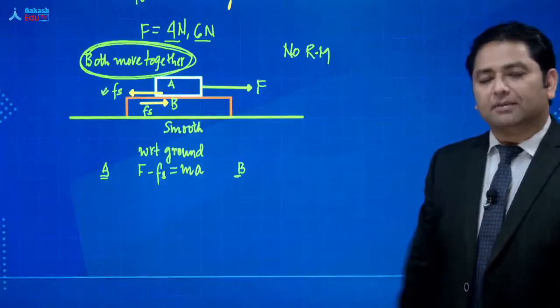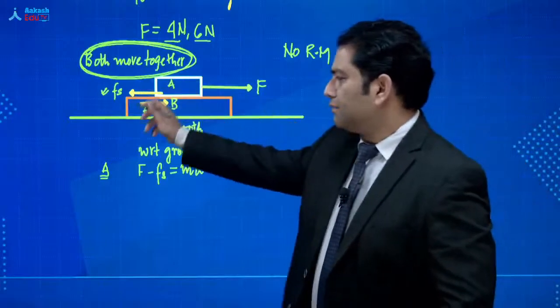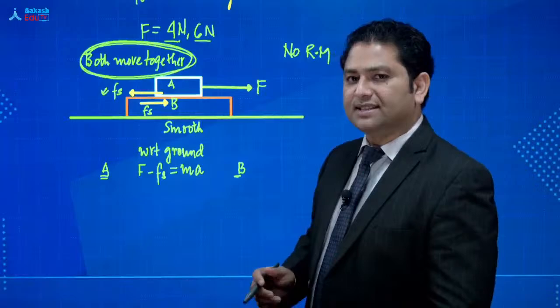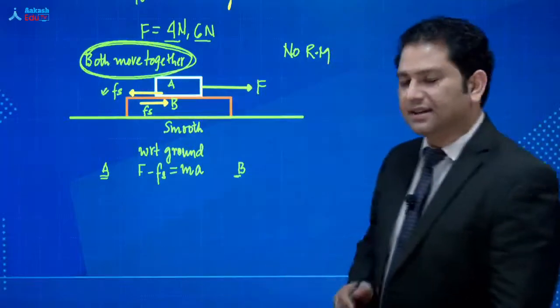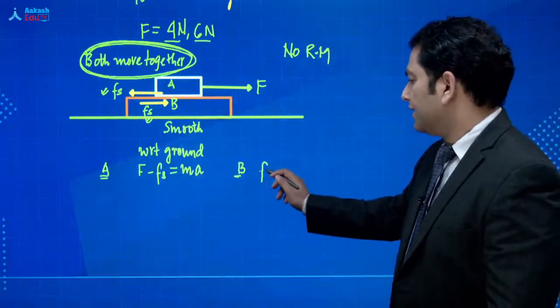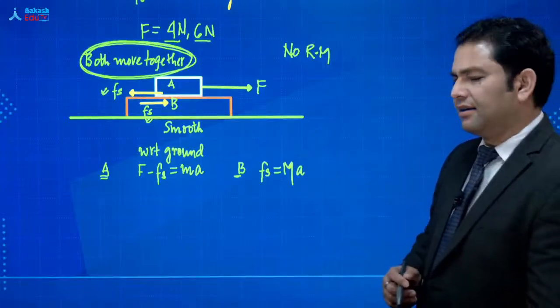So चलिए B को एक system मानते हैं. If you see that B is moving towards right, and the only force which is acting on B is this Fs, the lower one, then you would find that the value of Fs is capital M times A.